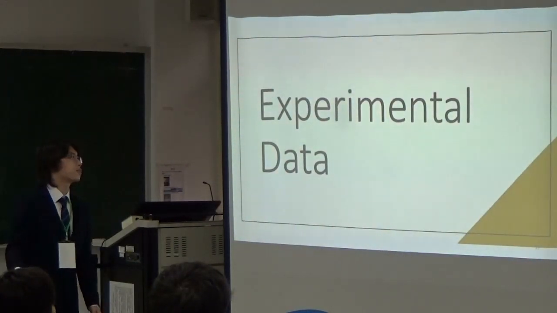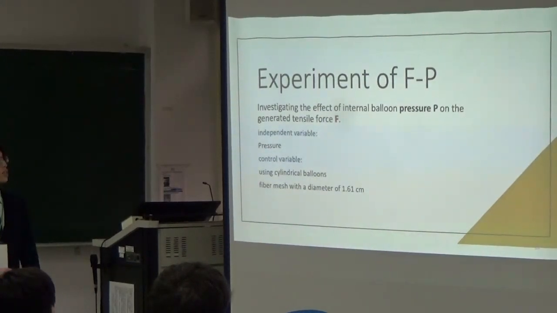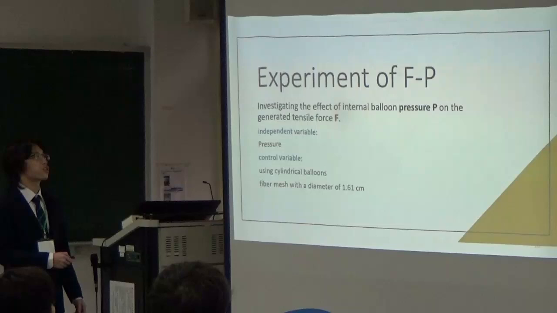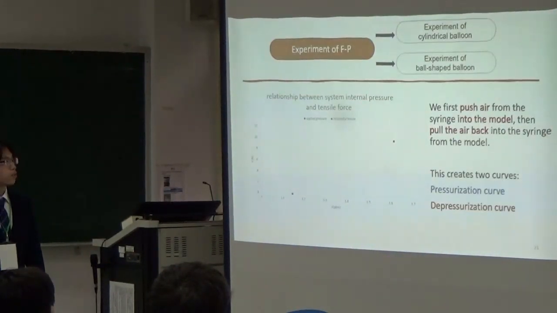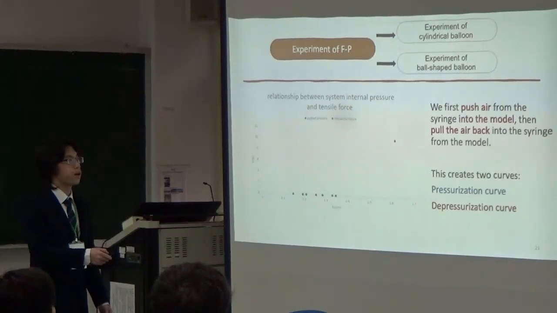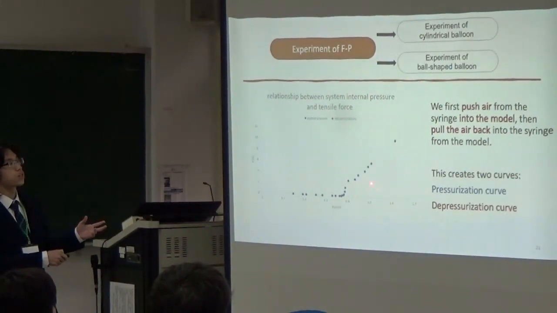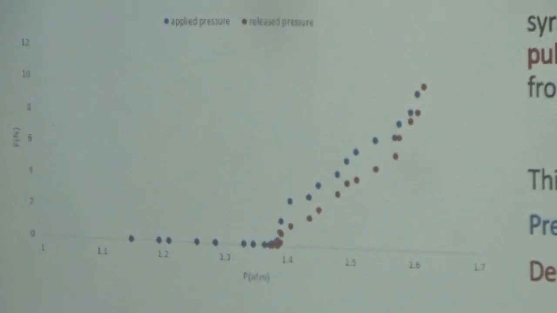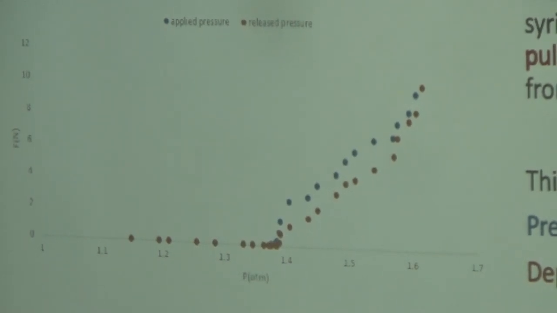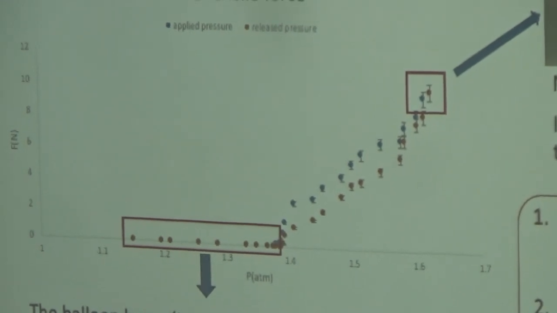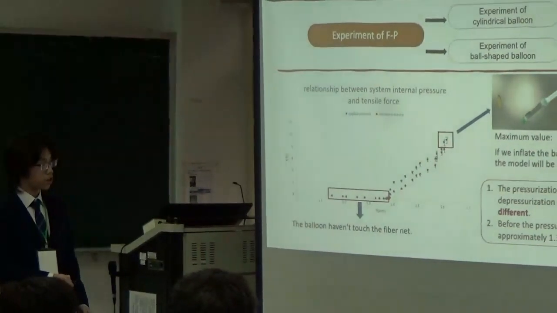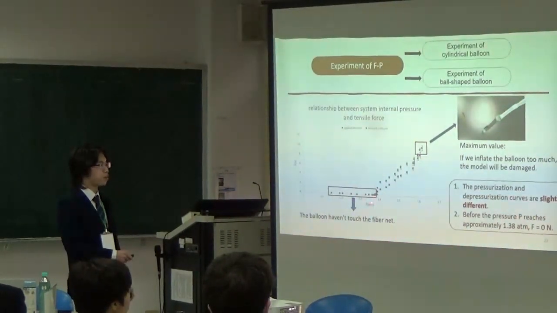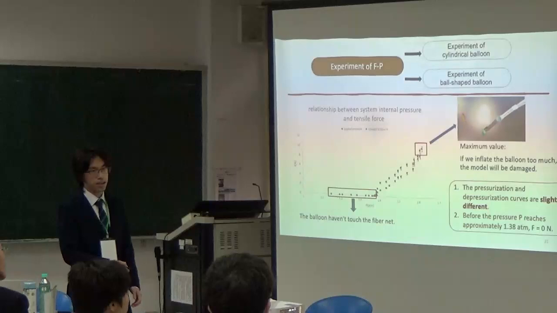So next is the experimental data. The first experiment we're doing is investigating the effect of internal balloon pressure P on the generated tensile force F. So there is a video of our graph, and it will look like this, because we will first push the air into the syringe, into the model, and then pull the air back to the syringe. And this will cause two curves in our graph, which are the pressurization curve, which is the blue line, and the depressurization curve, which is the orange line. So we will describe it in more detail. We can see that the pressurization and depressurization curves are slightly different. And also, before the pressure P reaches approximately 1.38 atm, there's no force.